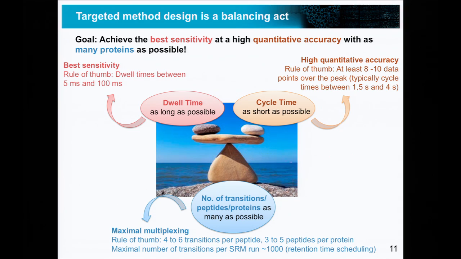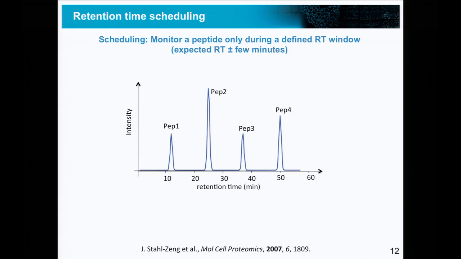However, even this 1,000 transitions can only be achieved with a specific trick, and this trick is called retention time scheduling. Has anybody of you never heard about retention time scheduling? So you all know, yeah? Not really? Then I quickly explain it once more.